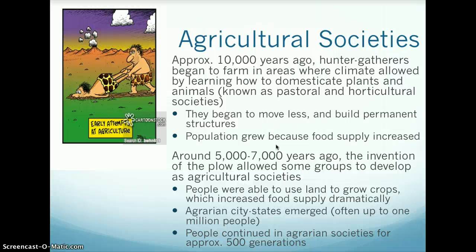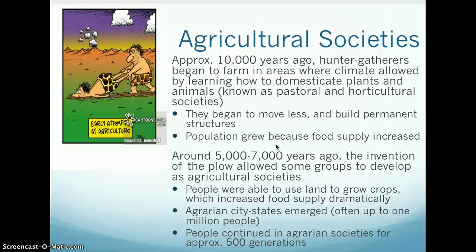Then came agricultural societies. Approximately 10,000 years ago, hunter-gatherers began to farm in areas where climates allowed it by learning to domesticate plants and animals. This also was known as pastoral and horticultural societies, as they dealt very closely with animals and plants. And the societies began to move less and less and began to build permanent structures that would obviously stay throughout the years, instead of being things that they could pick up and pack up as they move along.